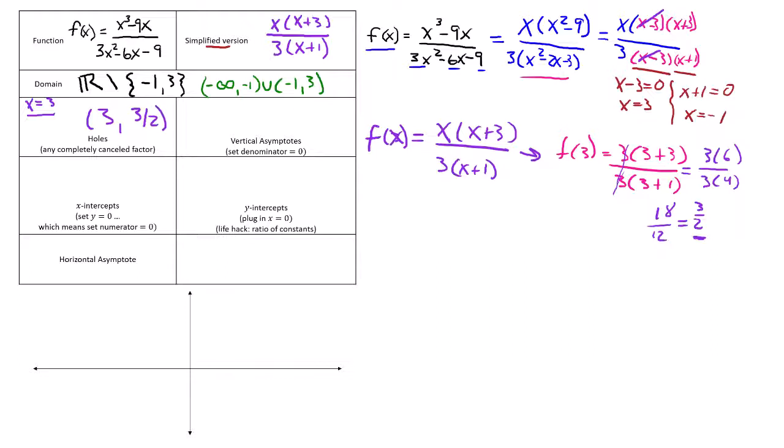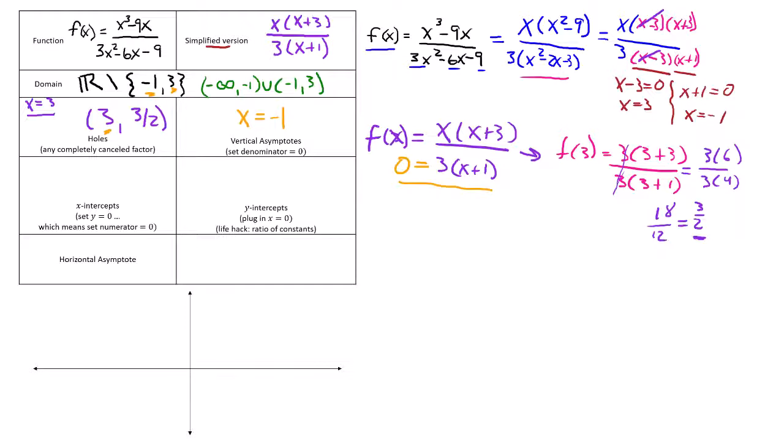So the next thing is let's find our vertical asymptote. A vertical asymptote is going to occur when the denominator is equal to 0. It's also the only other thing that's not in our domain. So 3 was the hole, right? So that's the hole. So this negative 1 is going to be the vertical asymptote, where if you set 3 times x plus 1 equal to 0, you're going to get x equals negative 1. So that's going to be our vertical asymptote.